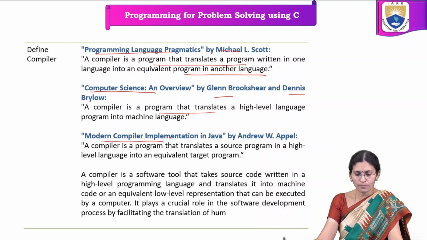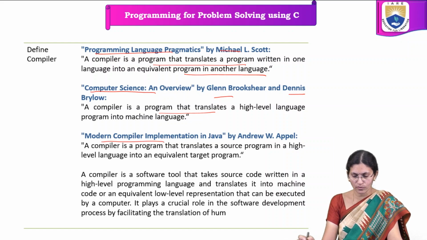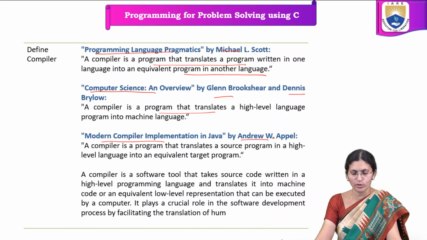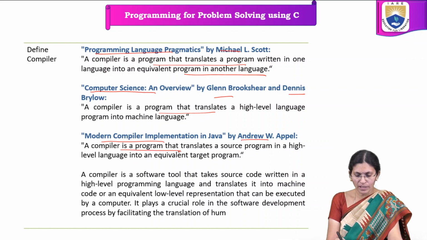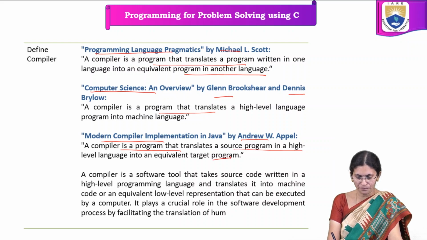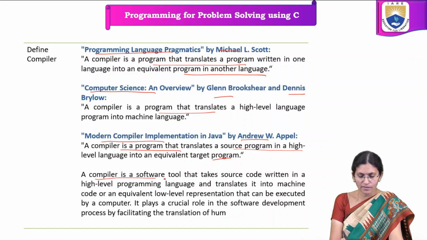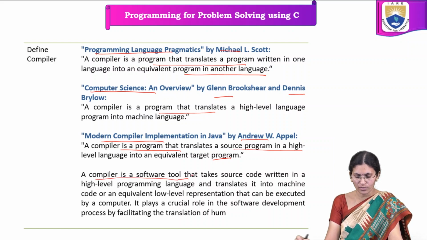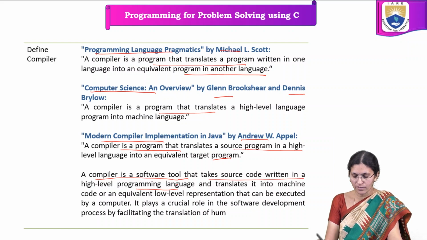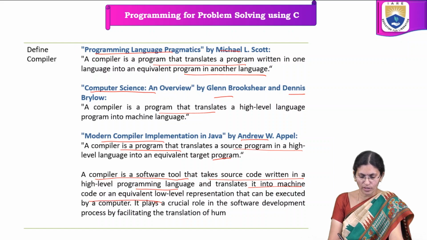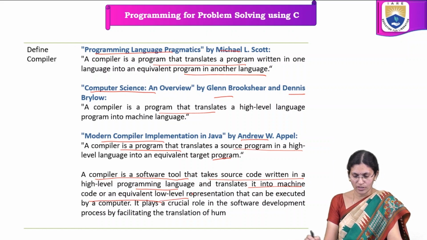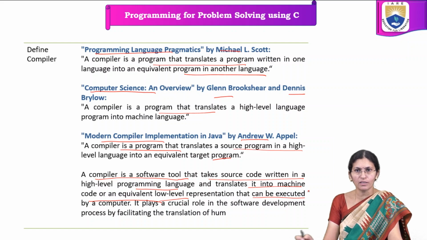Next, Modern Compiler Implementation in Java. This textbook has been authored by Andrew. According to him, a compiler is a program that translates a source program in a high-level language into an equivalent target program. So from these different definitions, we can summarize that a compiler is a software tool, or a software program, that takes source code written in a high-level programming language and translates it into machine code or an equivalent low-level representation that can be executed by a computer.